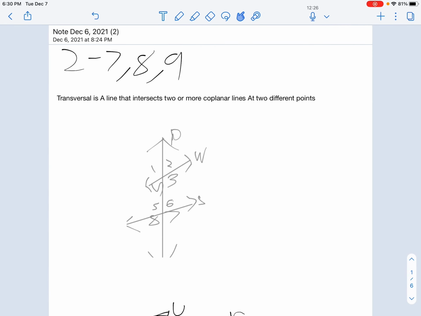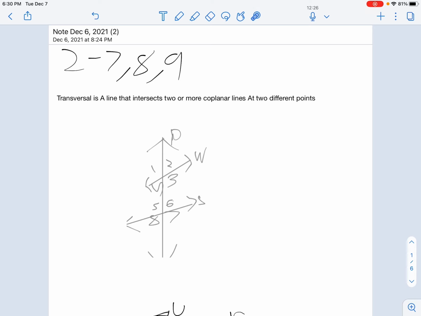So, today we'll be talking about chapter 2, lessons 7, 8, and 9. I'll be doing the first half and then Dominic will take over. In lesson 7, we will be talking about parallel lines and transversals.